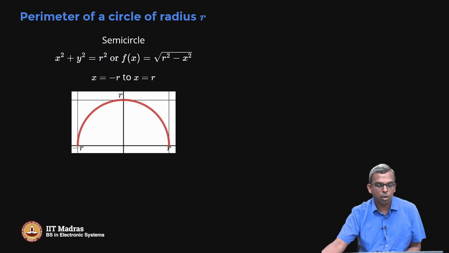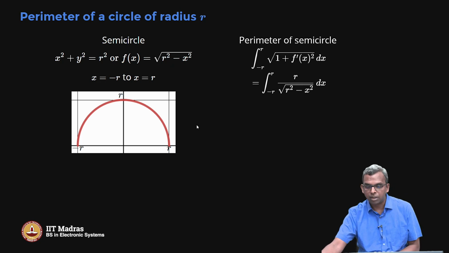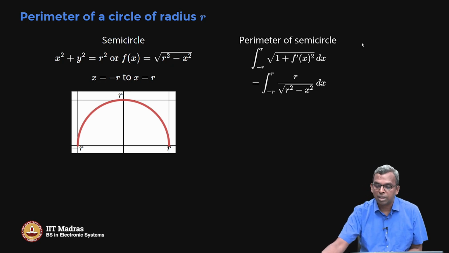For radius r, what is the formula? x squared plus y squared equals r squared, right? That's the formula for the circle, and f of x is basically the square root of r squared minus x squared. And I am going to integrate from minus r to r. So if you look at the perimeter of the semicircle, and you do the integral of square root of 1 plus f prime of x squared dx, you will get this guy. So this is the easy thing to do.